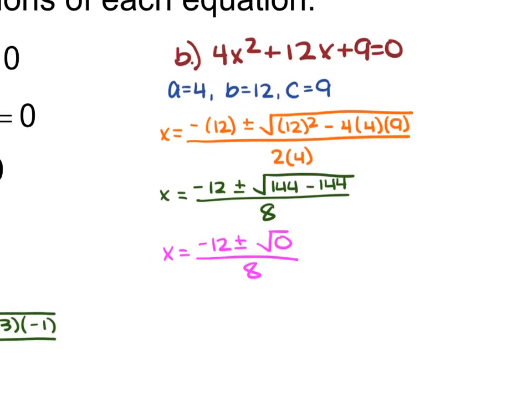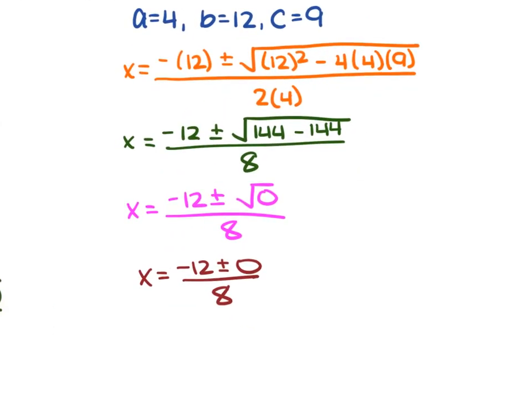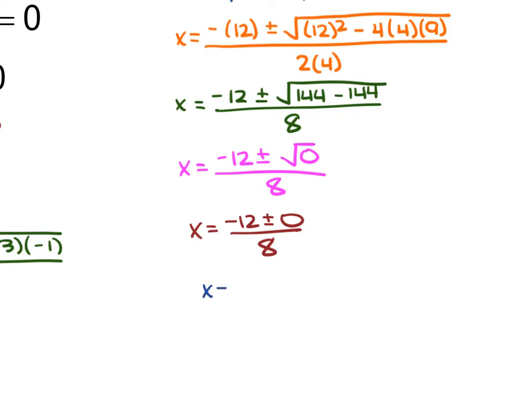The square root of 0 is 0, so x is equal to negative 12 plus or minus 0, all over 8. Negative 12 plus or minus 0 only will give you negative 12. So x is equal to negative 12 over 8, which simplifies to negative 3 over 2.